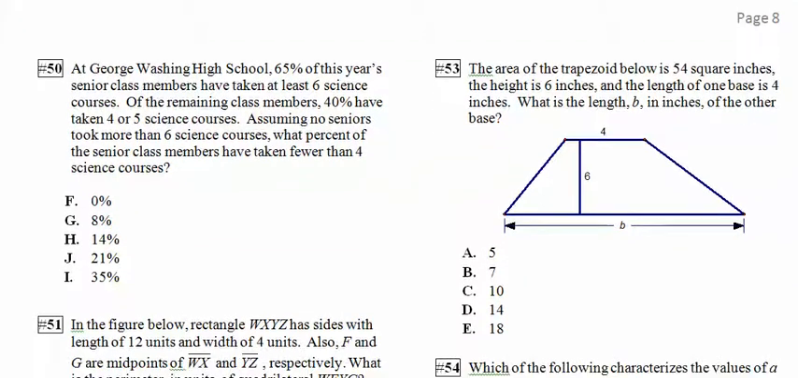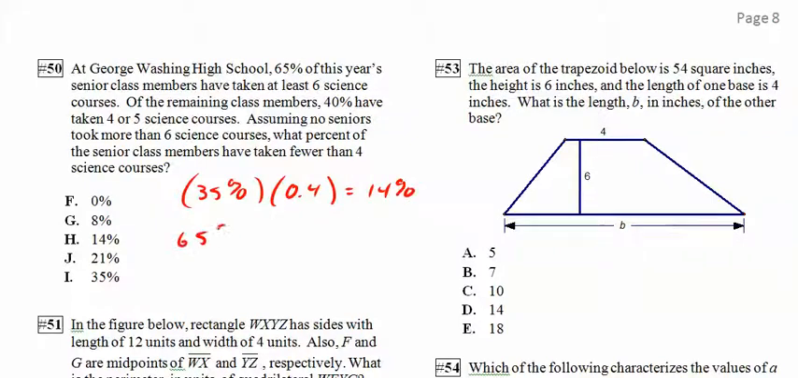At George Washington High School, 65% of your students have taken at least 6, and 40% of the remaining have taken 4 or 5. What percentage have taken 3 or less? So 65% are accounted for. We have 35% left. Multiply them by 40%, and we get 14%.